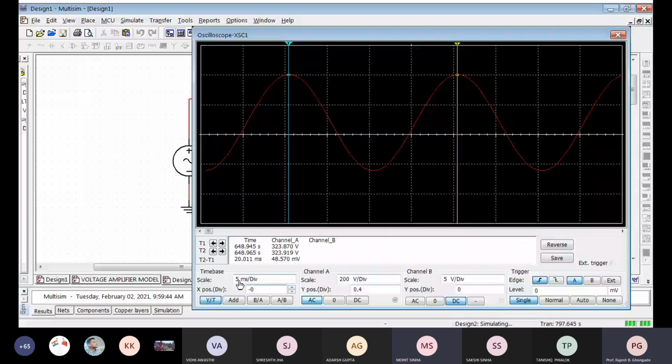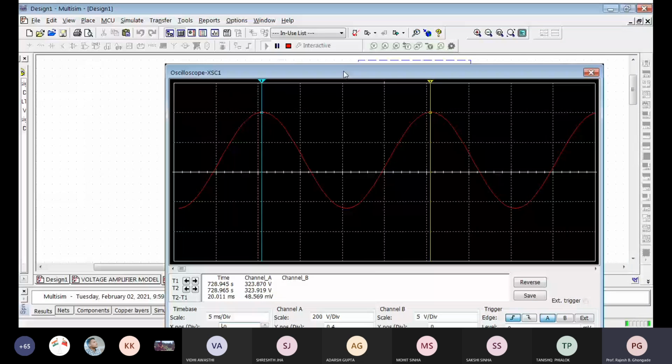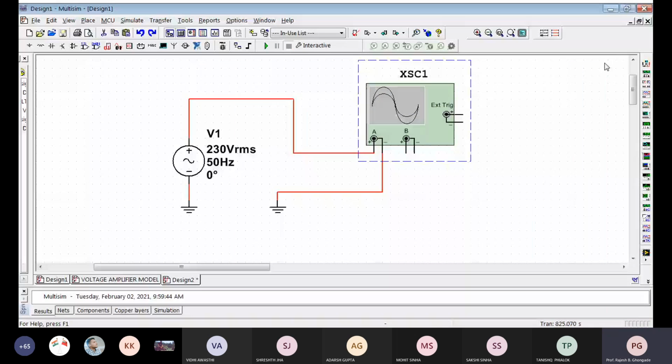Simply multiply the horizontal scale with the horizontal divisions. What you get is 20 milliseconds, which is the period of the signal. And from that you can find out the frequency. Isn't it? Yes, sir. Some things are to be understood, memorized, in fact. And out of that, you'll see that for 50 hertz, you have to always remember that the period is 20 milliseconds. Is that okay?